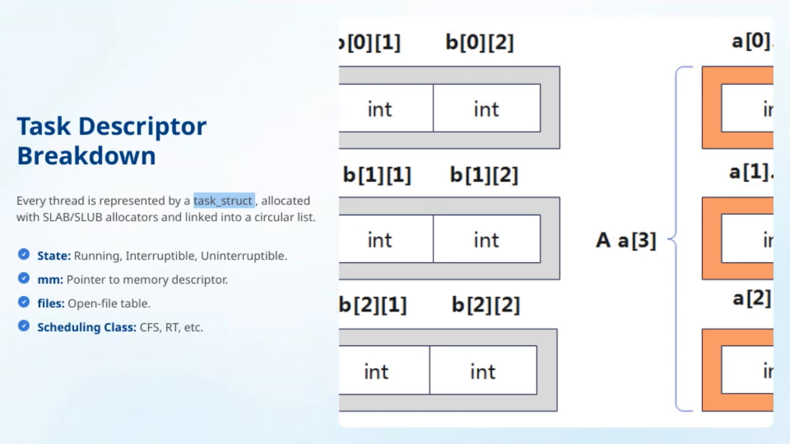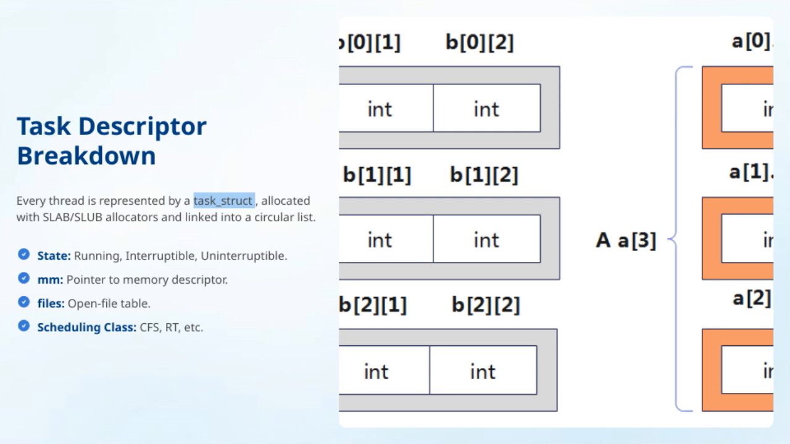Let's take a closer look at the scheduling class, such as CFS, RT, and others. These classes determine how tasks are managed and prioritized by the scheduler. Moving on, we have the files, specifically the open file table, which keeps track of all files currently opened by a process. This is crucial for managing file access and ensuring consistency. Next is the memory descriptor, which points to the process's memory space, including its address space and associated resources. Understanding this helps us see how each process manages its memory.